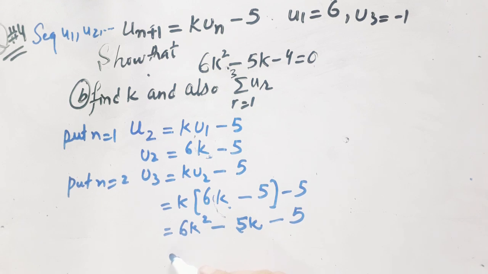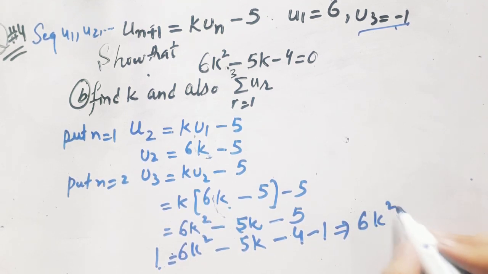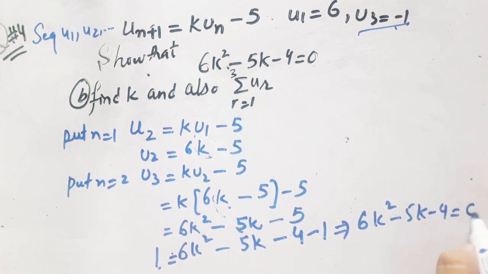Now we will write this as 6k square minus 5k minus 4, so we can write this as minus 4 minus 1, and u3 value is also given in the question, that is minus 1, so put this also, which implies that 6k square minus 5k minus 4 is equal to, this is minus 1, so minus this will be plus, so this is equal to 0.